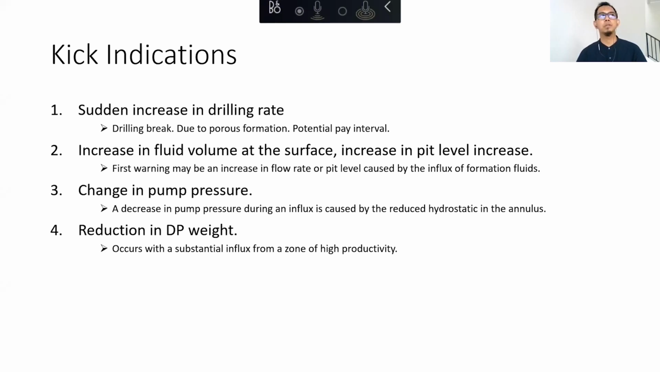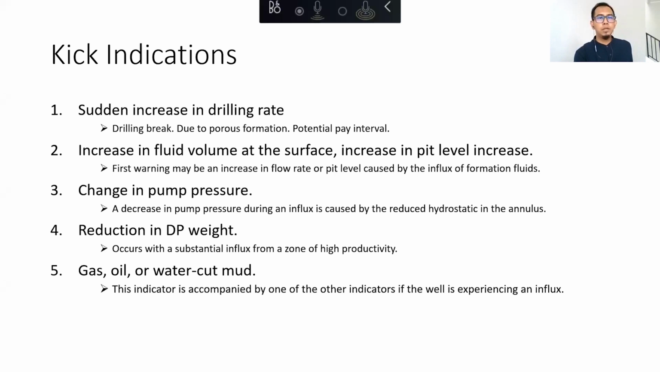So you hang it a little bit by the traveling blocks as you drill, and then if you want to drill faster, you give more weight by releasing the hoisting system a little bit. So that's it about traveling block. And then the last one, the key indication is gas, oil, or water cut mud. This indicator is also normally accompanied by one of the other four indicators above, if the well is experiencing influx or kick. So those are, I think, five. Those are the five indicators of kick.